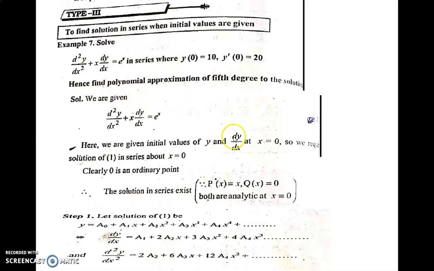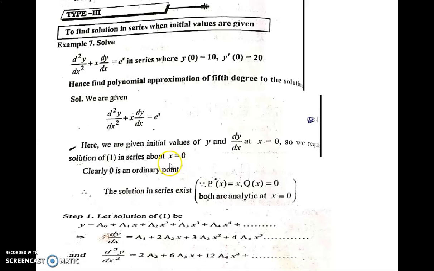So we have to find the solution up to 5th degree only. It is same as we have done. This is the differential equation d2y by dx square plus x dy by dx is equal to e^x. Now here we are given initial values at the point x is equal to 0, y and dy by dx. So we require the solution of this equation in series about x is equal to 0.